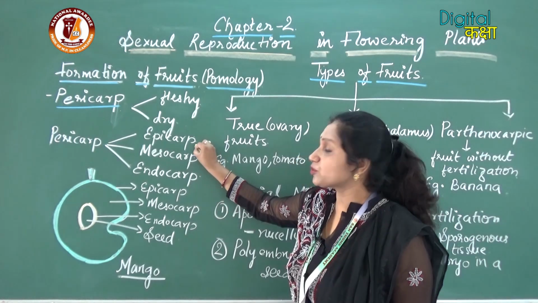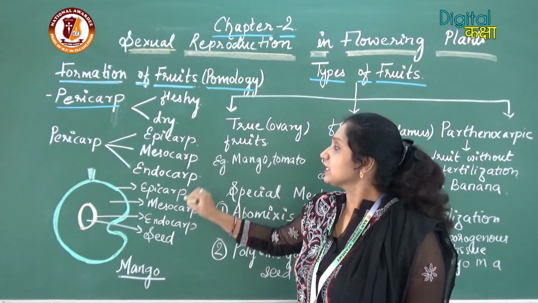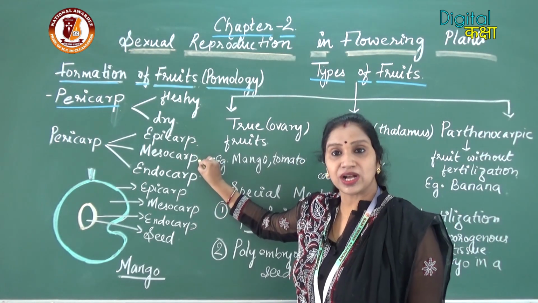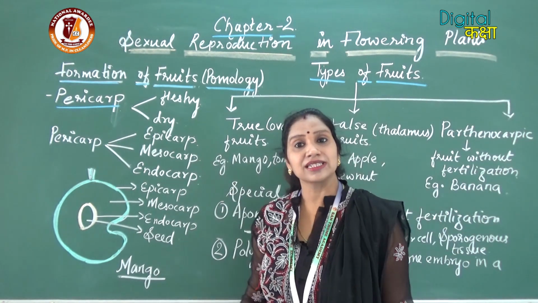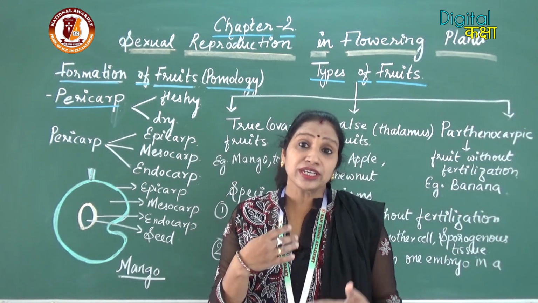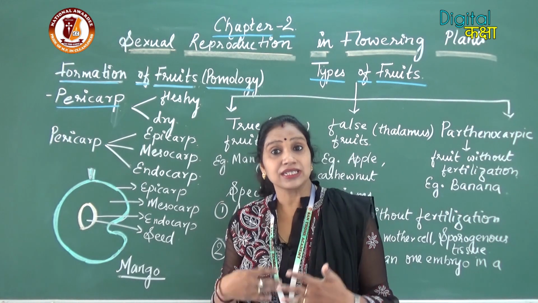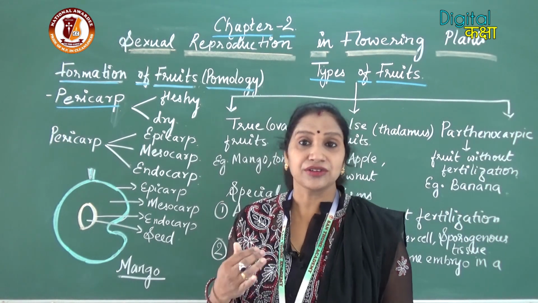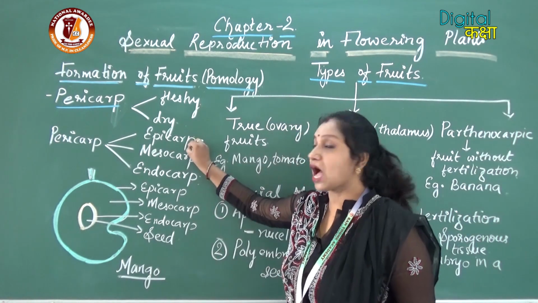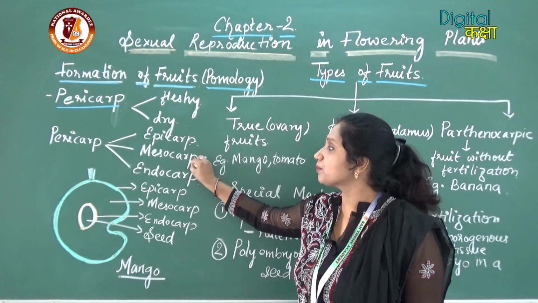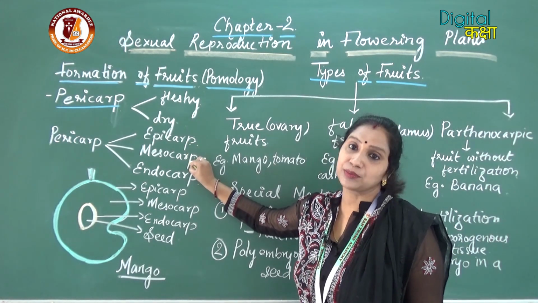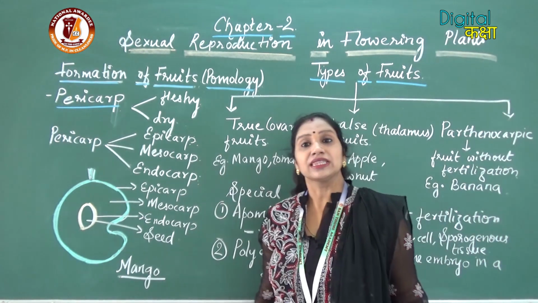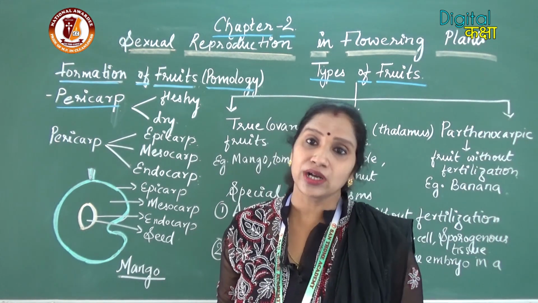The pericarp may be divided into three different parts. The outermost part is epicarp, the middle part is mesocarp, and the inner part is endocarp. So in a fruit, the pericarp is divided into three regions. Number 1, the outer one is epicarp. Number 2, the middle one is mesocarp, and number 3, the inner one is the endocarp.